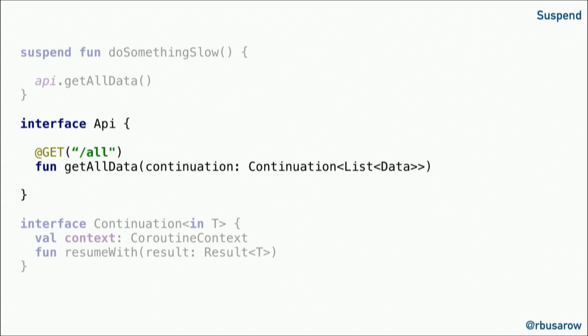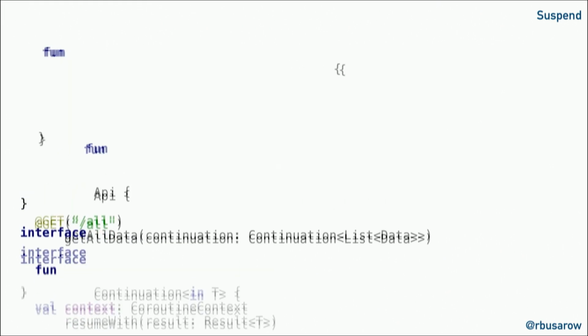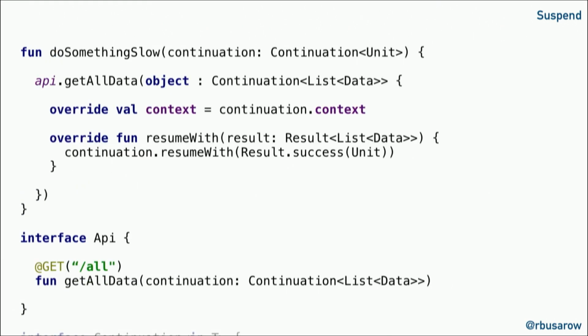So this formerly suspend function is actually taking a Continuation where the type is this list of data which it was returning before. And that's not so bad, but that's being called by another suspend function. So doSomethingSlow is now going to get its own callback interface parameter. And since it was returning Unit before, it's still returning Unit, but now it has a Continuation of type Unit. And then it has to actually initialize the callback, which is going into getAllData.